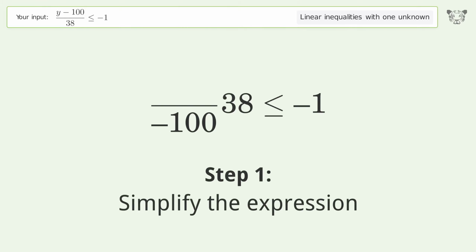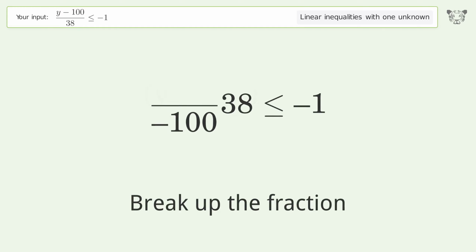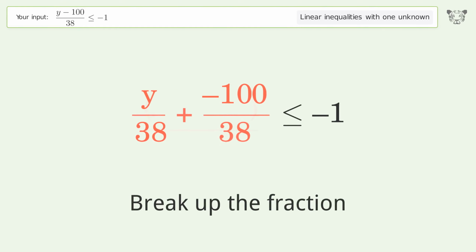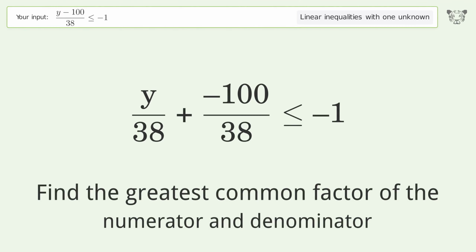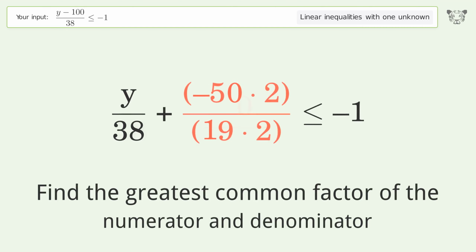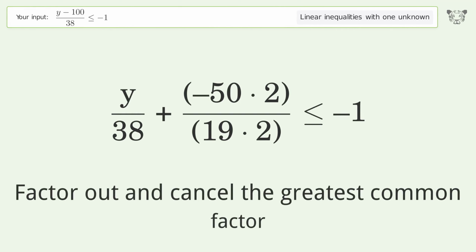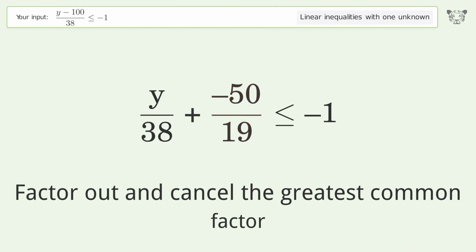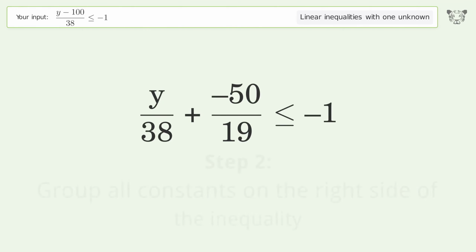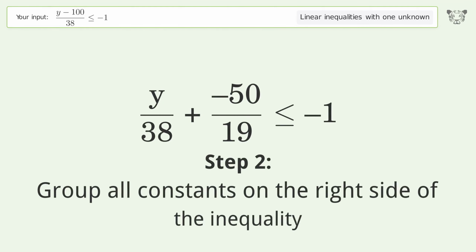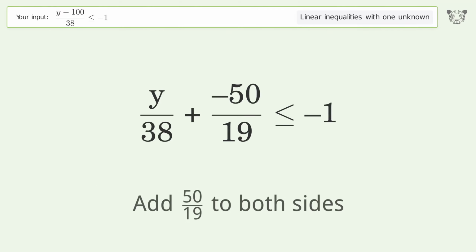Simplify the expression. Break up the fraction. Find the greatest common factor of the numerator and denominator. Factor out and cancel the greatest common factor. Group all constants on the right side of the inequality. Add 50/19 to both sides.